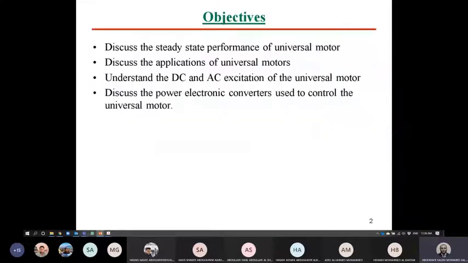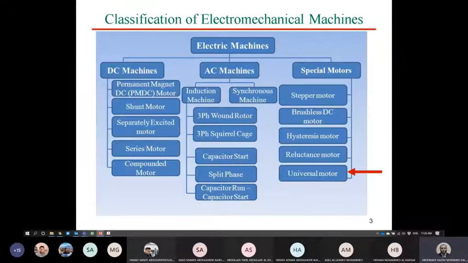So for this part, Shabab, the objectives are to discuss the steady-state performance of the universal motor, discuss the applications of universal motors, understand the DC and AC excitation of universal motors, and discuss the power electronic converters used to control the universal motor. Okay, as we discussed, Shabab, in the first class, this was a chart of electrical machines or electromechanical machines.